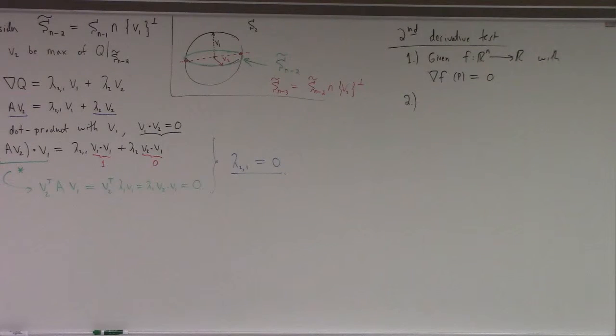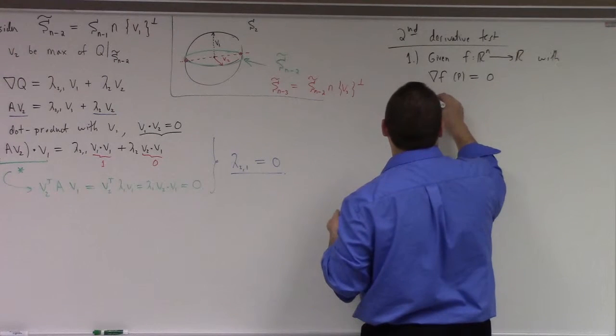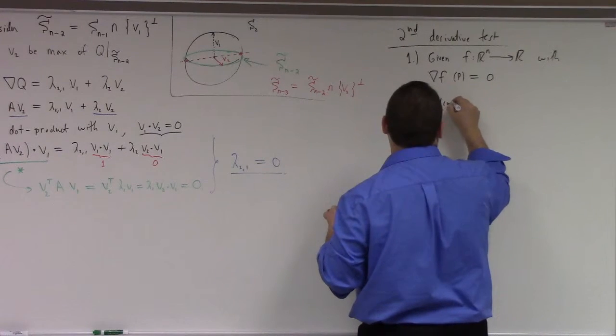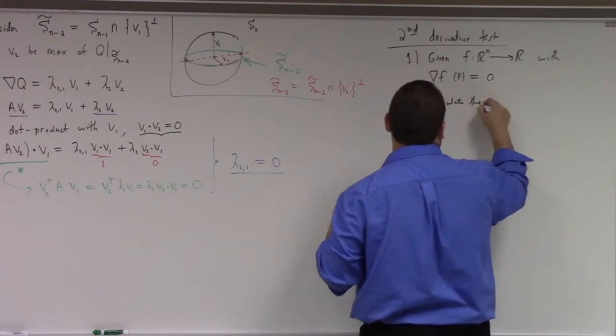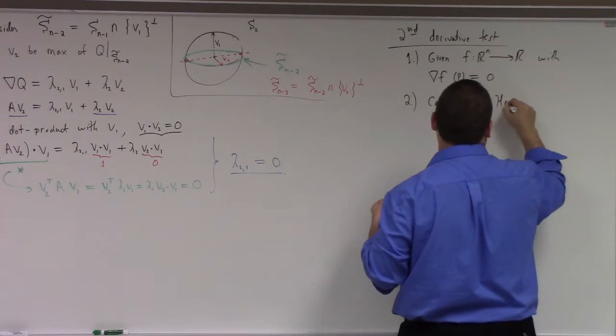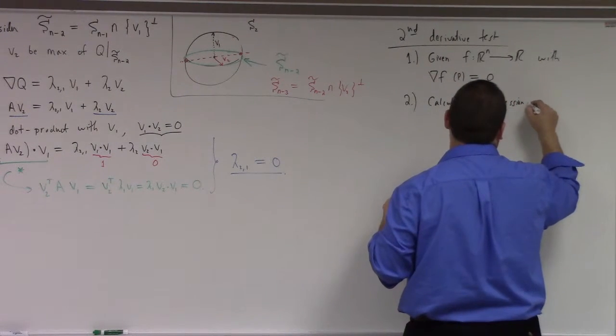That much you must have, right? And then step 2 is you can calculate the Hessian. Find its matrix.